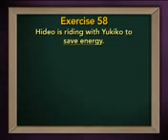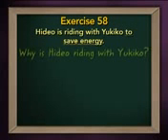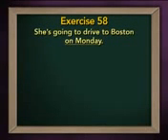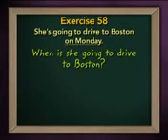Hideo is riding with Yukiko to save energy. To save energy is underlined. It's a reason, an explanation. So the question word is why. Why is Hideo riding with Yukiko? To save energy. She's going to drive to Boston on Monday. On Monday is underlined, signaling time when. So the question, when is she going to drive to Boston?